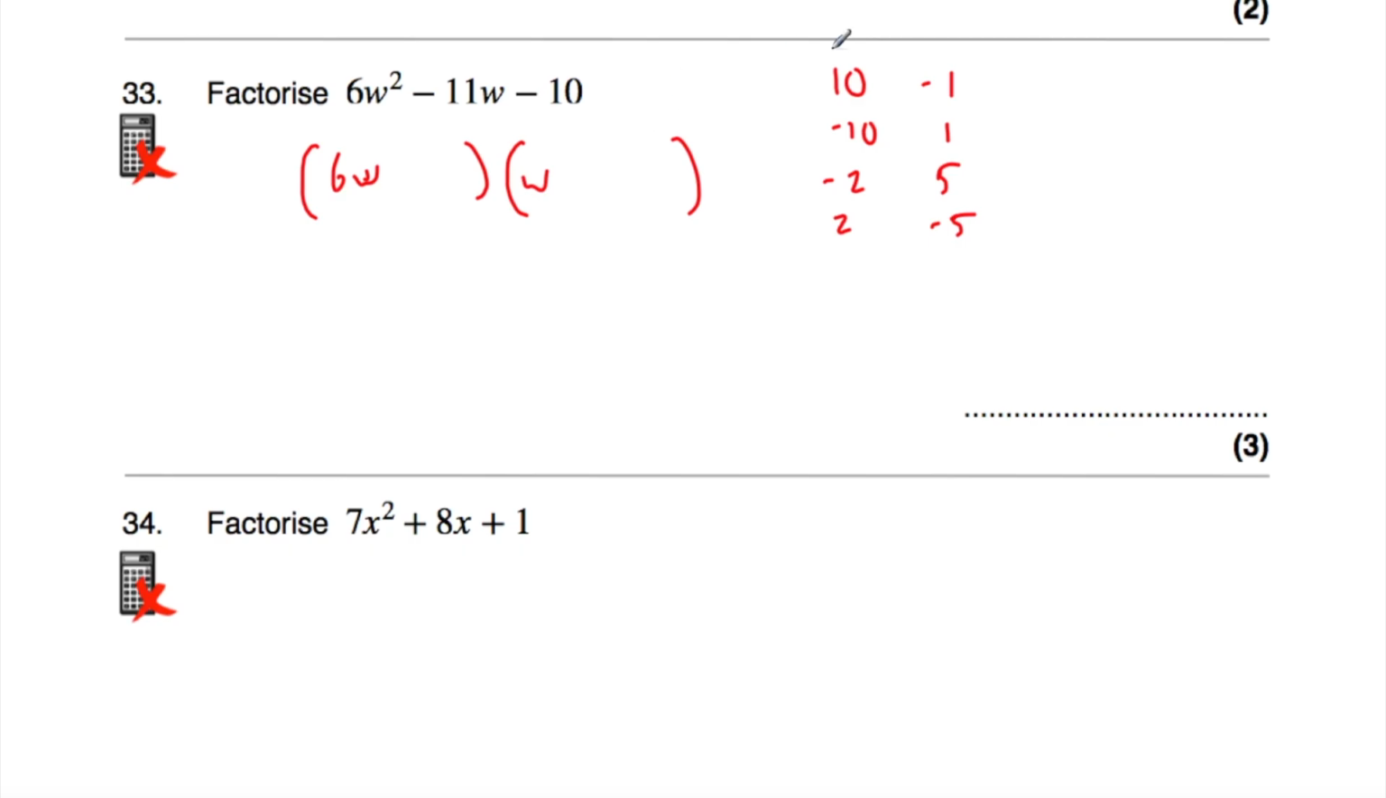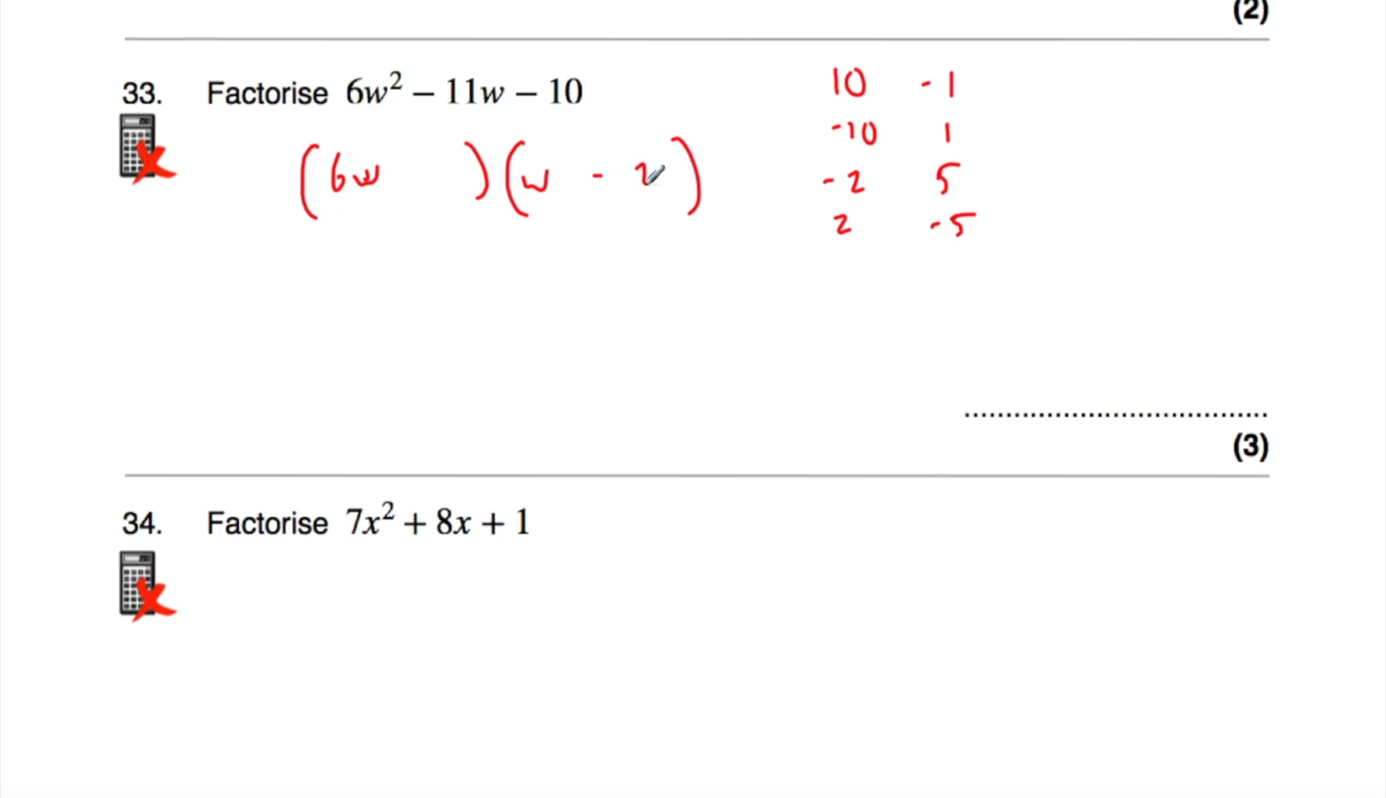So if we had 6w and w, actually looking at it, it's not looking too promising at this point. If we put the minus 1 there and plus 10 there, if we were to expand our brackets, we would get minus 6w plus 10w, which would be 4w, so that's not going to work. And then perhaps if we put the 10 over this side, we're going to get minus 60w, so that's not going to be very useful either. So let's consider the 2 and the 5.